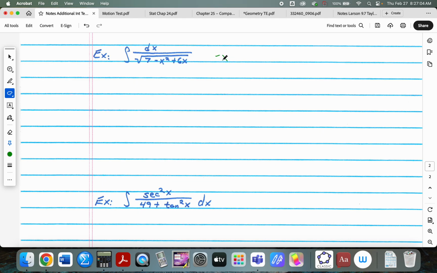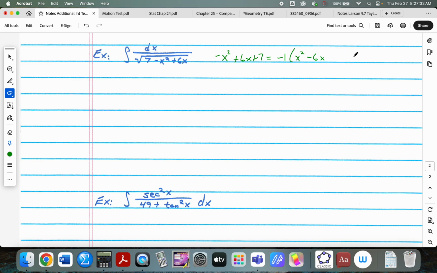And first, I'm going to rewrite it so that it's in descending order. And then I'm going to factor a -1 out. You must factor any leading coefficients out. Now, I'm going to stop right there. Sorry, that should be -1 or -6 here.